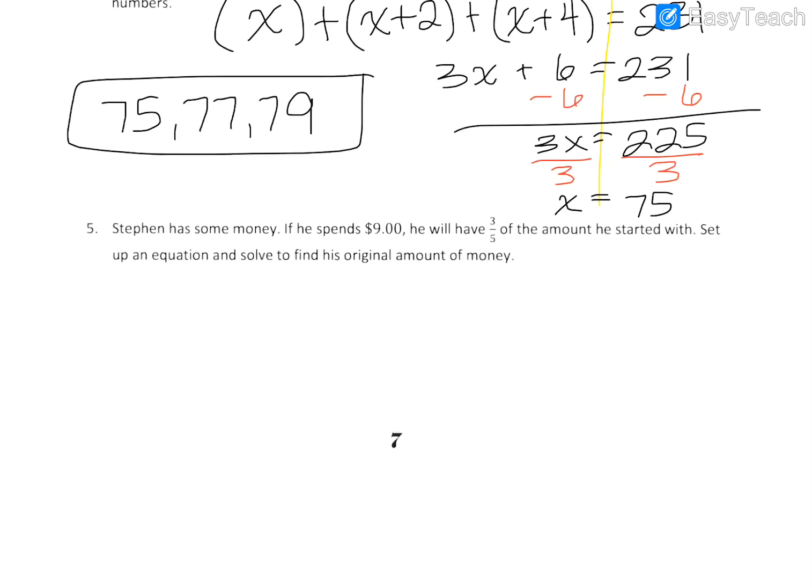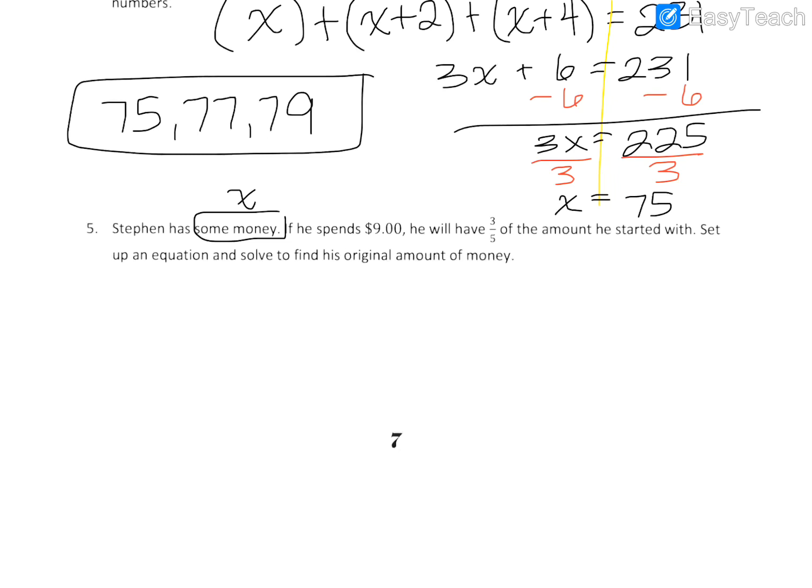All right, last one, number 5. Stephen has some money. Okay, so we don't know that. That's probably going to be our x. If he spends $9, he will have 3/5 of the amount he started with. Set up an equation and solve to find his original amount of money.